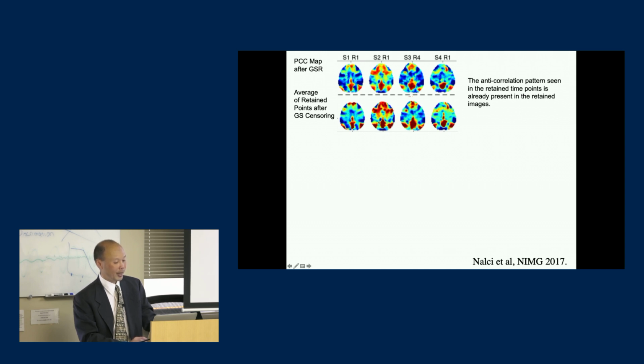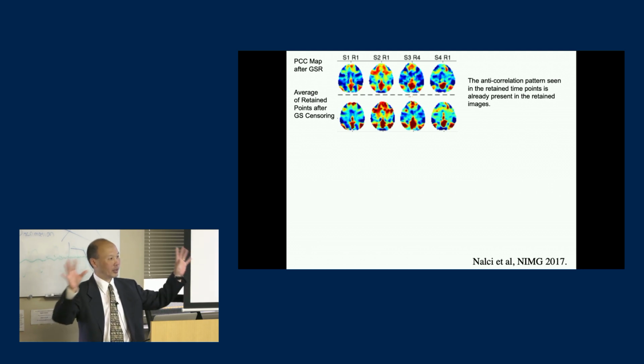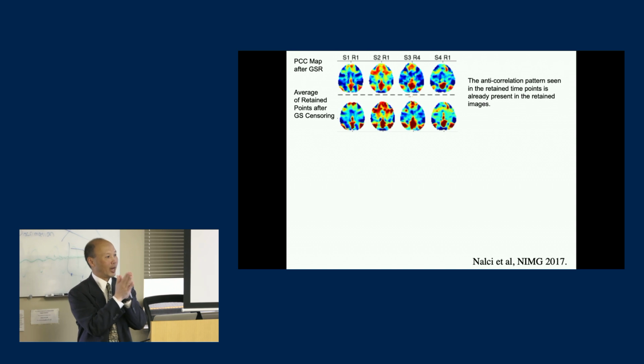This map here was obtained after censoring, and it's simply the average of the images kept. It's not a correlation map. I just kept all the signals from the non-censored time points, and I just averaged them together. And so this is very minimal processing, and yet what's striking is that basically all the information that we think of as correlation is actually just reflected in these mean signals.